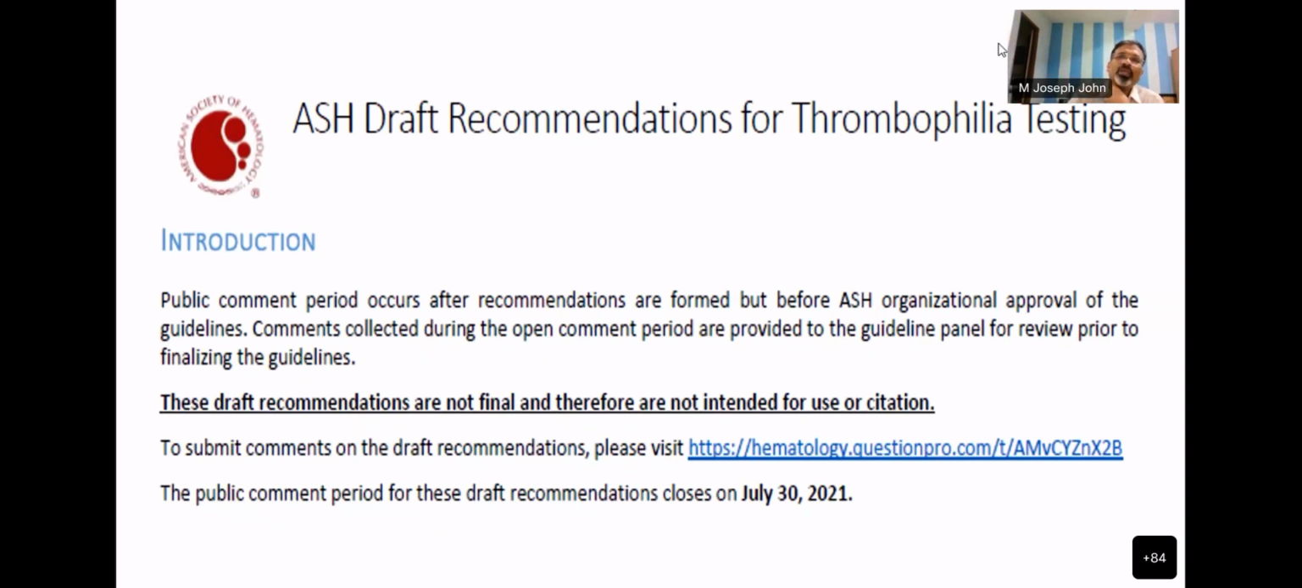Therefore, the ASH has come back with draft recommendations for thrombophilia testing. It has been there for a few years, and apparently it was closed by July last year itself. I could not find any publications from there. If you look through it, there are volumes written, but apart from a minor change in language here and there, essentially it has not deviated from what we discussed as of today.